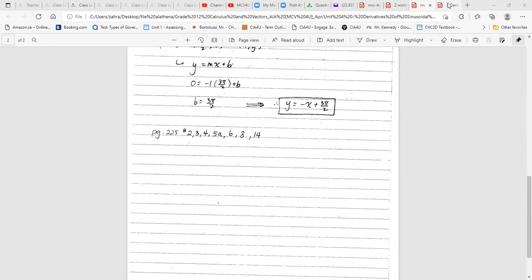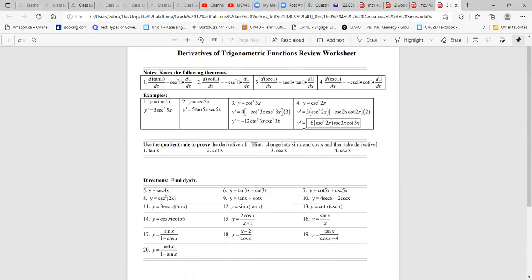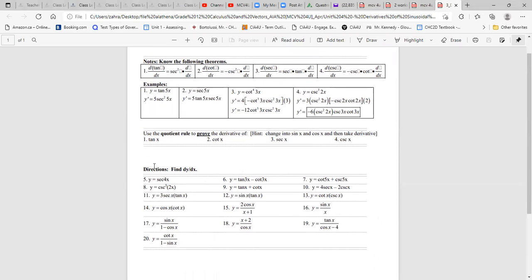So for the practice, you can take the derivative of these questions. You can prove that, use the quotient rule, prove the derivative of the following, and also questions from 5 to 19, you can use for practice.